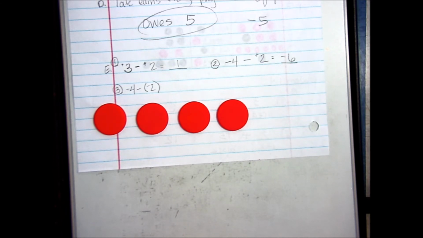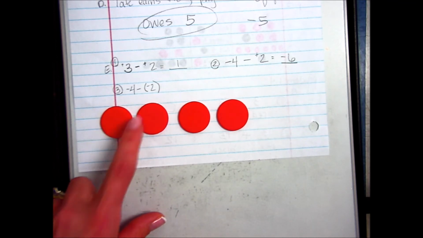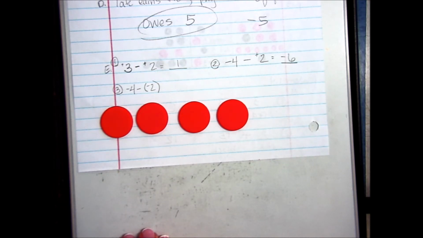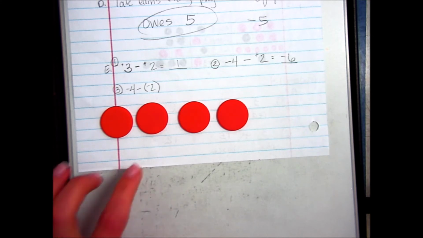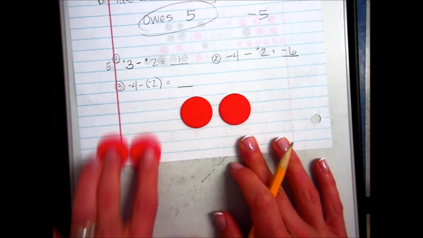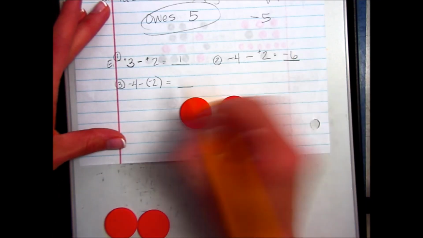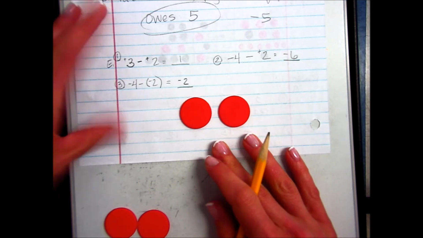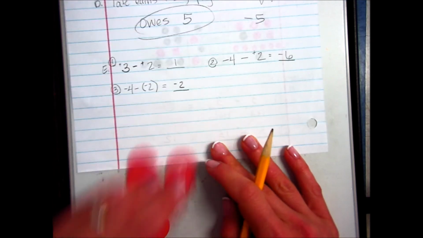Alright, we started with a -4, and we need to take away a -2. Okay, well we have enough to do that. So we have a -4, we take away a -2, we're left with... No, what are we left? -2. Okay.